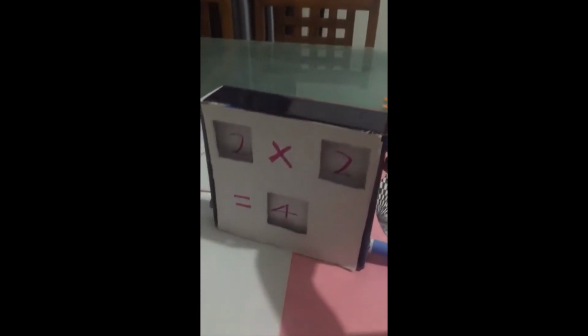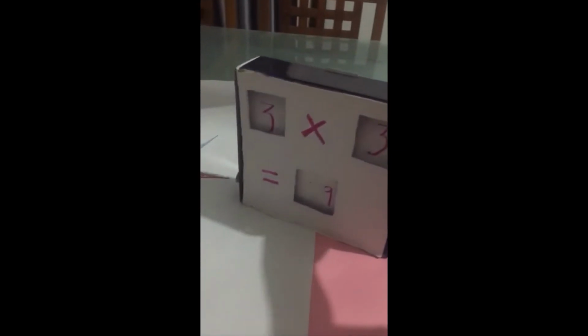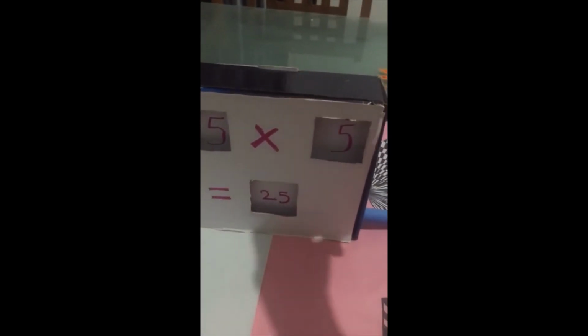This is a working model and a multiplication table. 1 into 1, 1. Two into two, four. Three into three equal nine. Four into four equal 16. Five into five equal 25, etc.